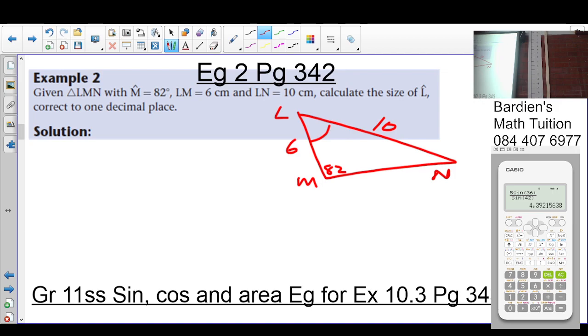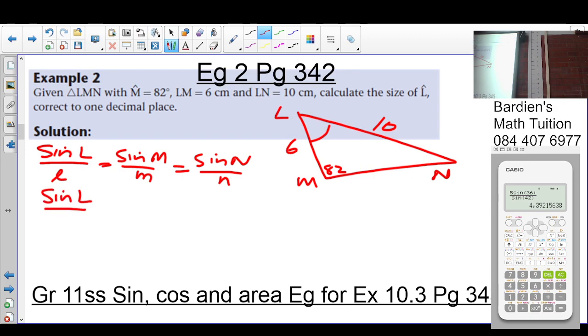So where do we start? We say that sine L over L is equal to sine M over M is equal to sine N over N. So sine L, what is L? Unknown. So sine L over L, there's nothing here but lowercase l, it remains l. Equal to sine M: sine of 82 over 10 is equal to sine of N over 6.